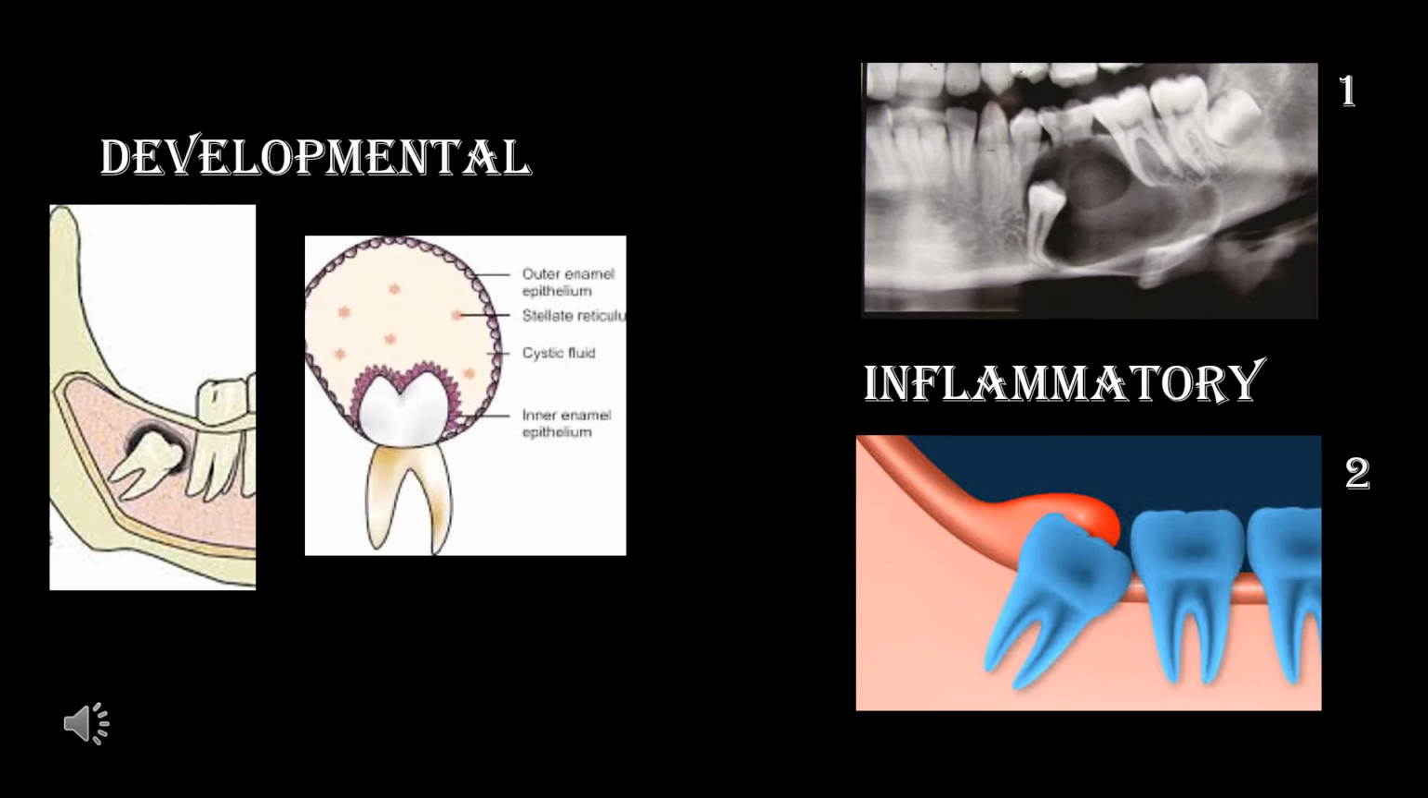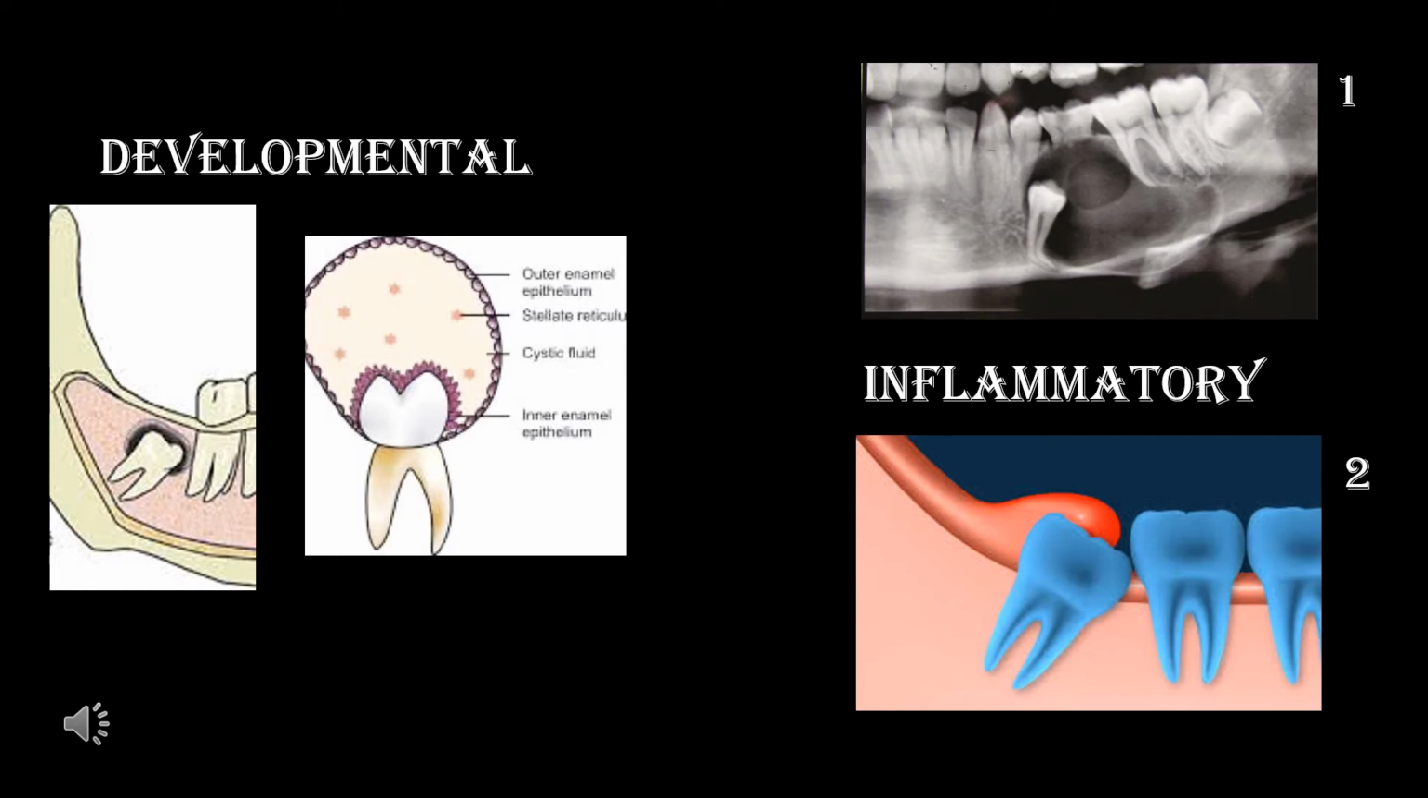So that periapical infection has entered the reduced enamel epithelium that is present over the permanent mandibular second premolar. Once the infection enters the reduced enamel epithelium, there will be a formation of a dentigerous cyst. So this is one example.